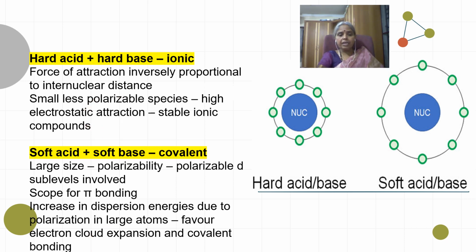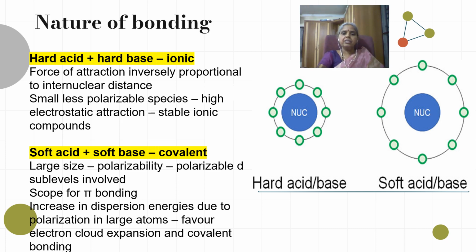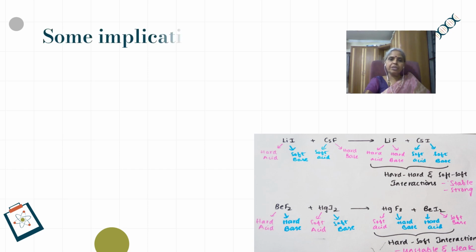So what did we learn? Hard acid plus hard base, compound is ionic. Soft acid and soft base, compound is covalent. Why? Because dispersion or polarizability will lead to expansion and polarization of the electron cloud. So oppositely charged clouds will approach one another, the clouds will overlap, leading to covalent bond formation. Now let us see some typical implications of the hard and soft acid-base theory.